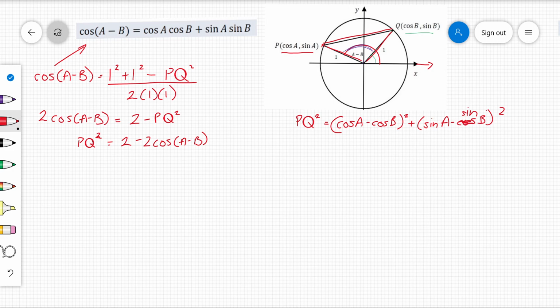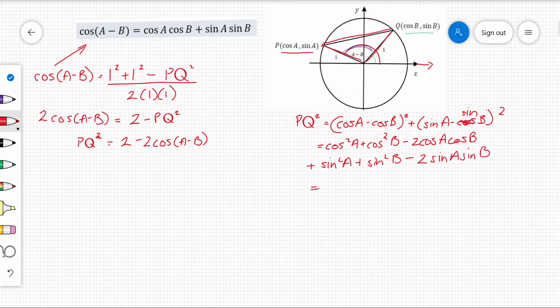Alright, if we expand that out, we get cos squared A, we also get cos squared B, but don't forget the middle term. We also get a minus 2 cos A cos B. I'm going to run out of room, so I'll put this one here. We're going to get a sine squared A, we're going to get a sine squared B, and a minus 2 sine A sine B.